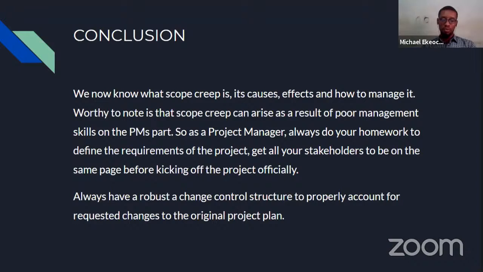So also note, it's not included in this presentation, there is another method of managing scope creep, which is called a penalty. You can attach a penalty as a clause in the contract, all right? It restricts that particular project to changes, like it doesn't allow room for change.